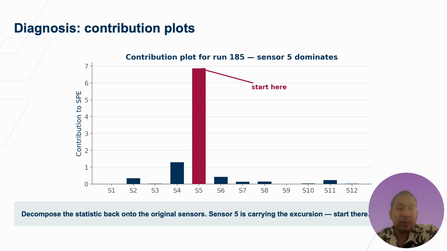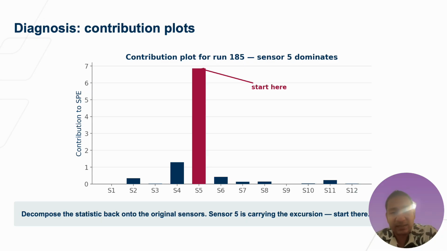Diagnosis, contribution plots. The idea is straightforward. Decompose the statistic back onto the original sensors. Which variable contributed most to this particular excursion? Here, sensor 5 is carrying the excursion. So that is where you start. The alarm now comes with a pointer.